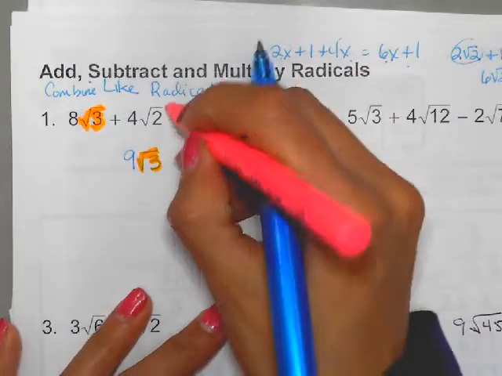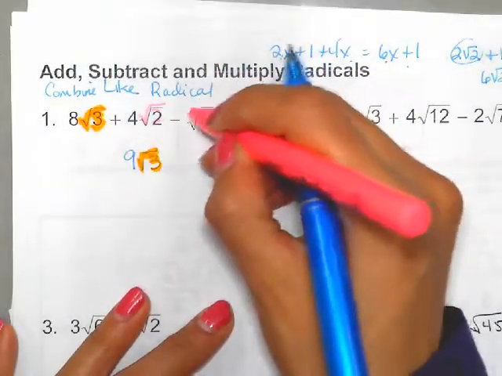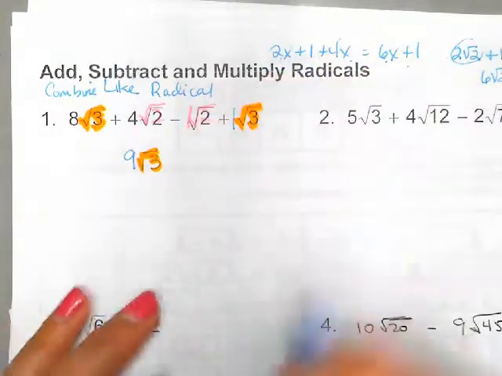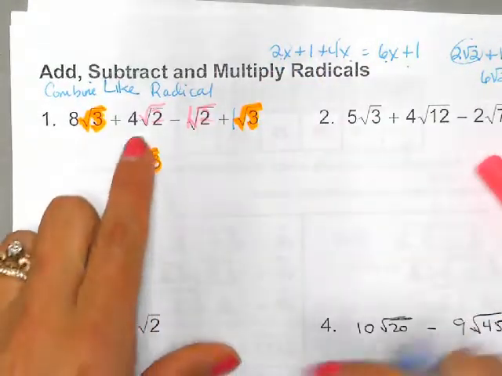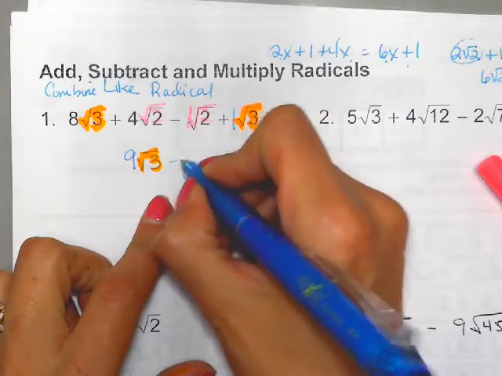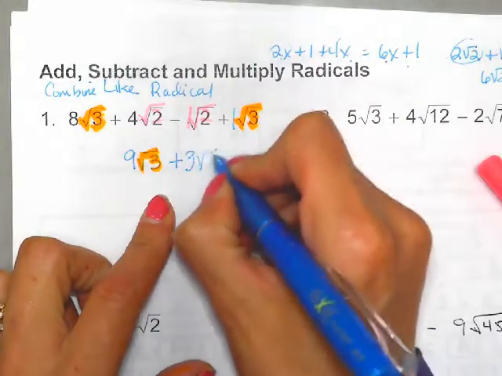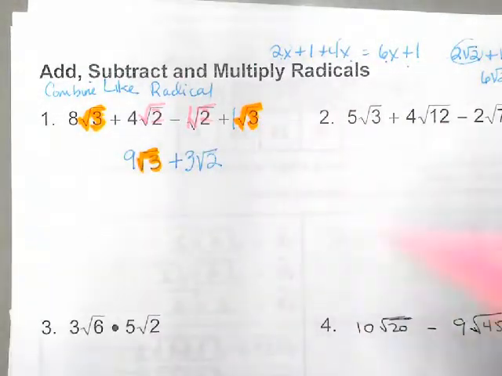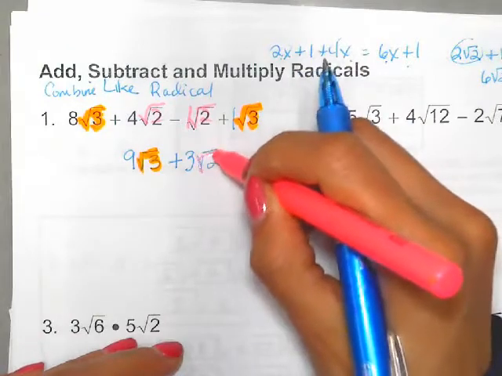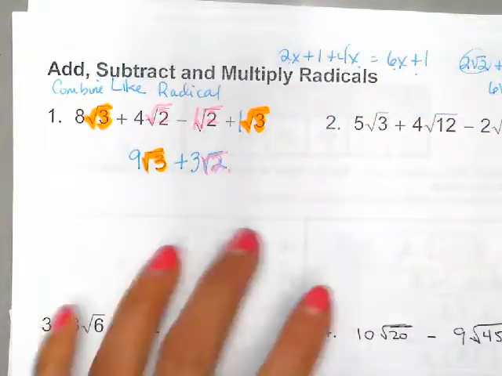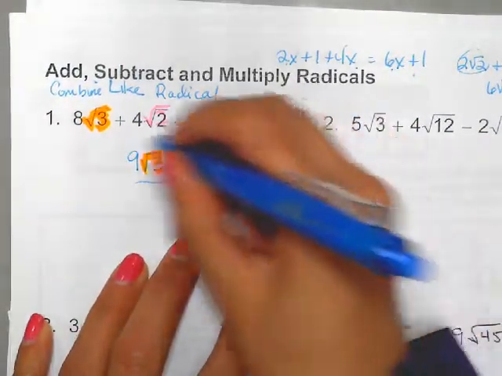Okay. Then I have 4 square roots of 2 minus 1 square root of 2. So 4 minus 1 is 3, positive 3 square roots of 2. So we've combined our radical as far as we can go, and this is our answer.